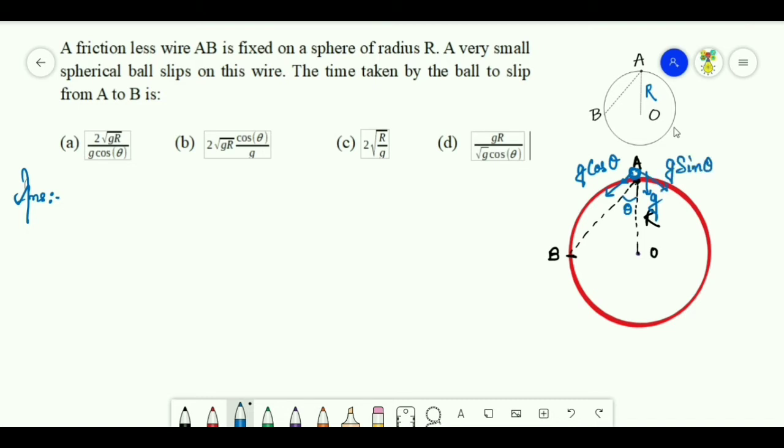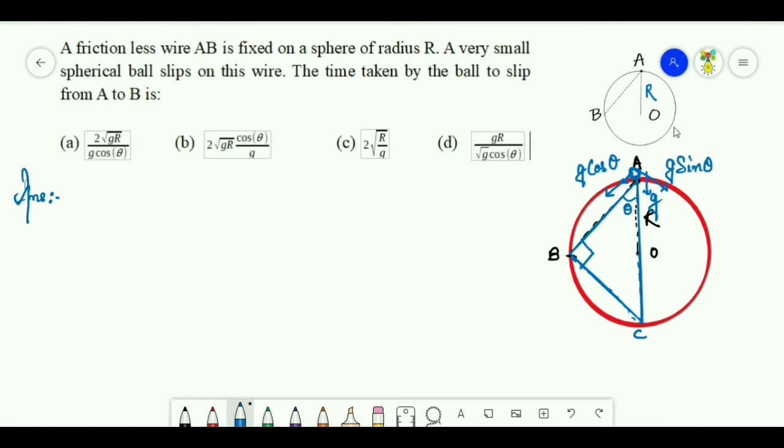Now let us draw a line from O to C, and another from B to C. So the line AB and BC is subtended to the diameter of the sphere. Therefore, AB and BC will be perpendicular to each other. Therefore, ABC will be a right angle triangle.